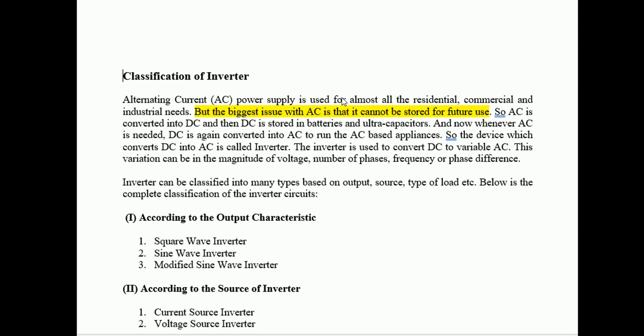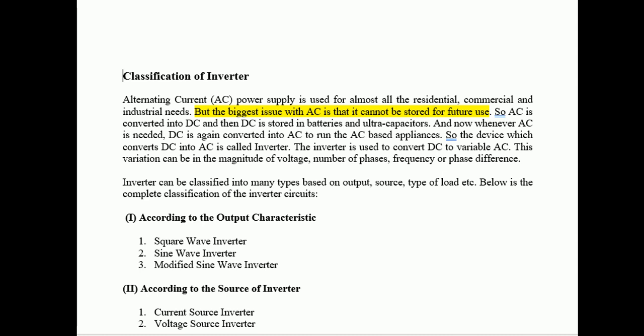Guys, now we will be discussing the inverter operation. So what is an inverter? Previously we discussed the rectifiers. The purpose of rectification is to convert AC into DC. Now the purpose of an inverter is to convert DC into AC.